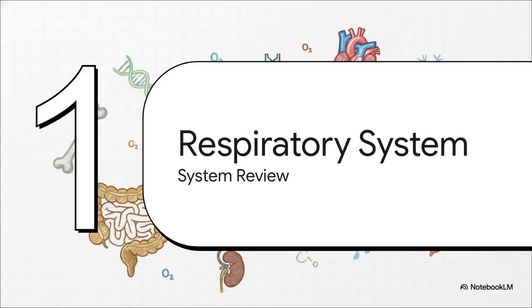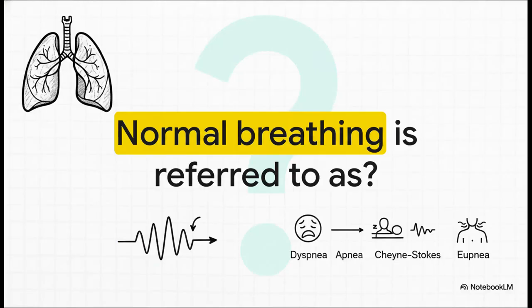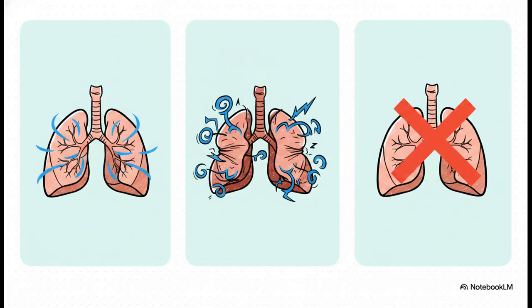Section 2, reviewing the respiratory system. Let's keep this upbeat, gamified pacing going. Time for another pop quiz. Normal breathing is referred to as what? Dyspnea, apnea, Cheyne-Stokes, or eupnea? The correct answer is eupnea.